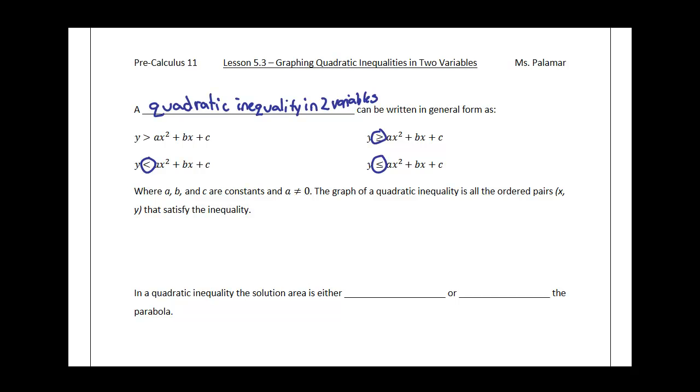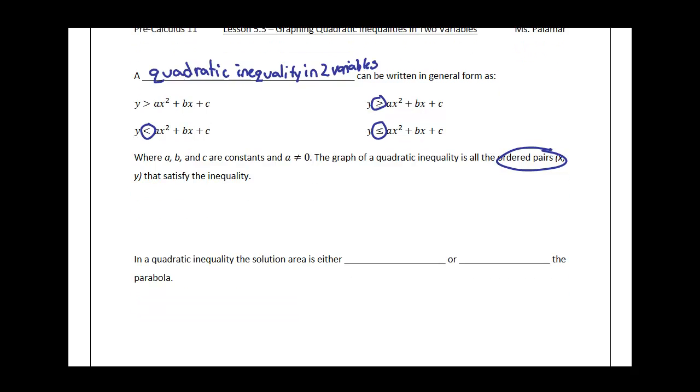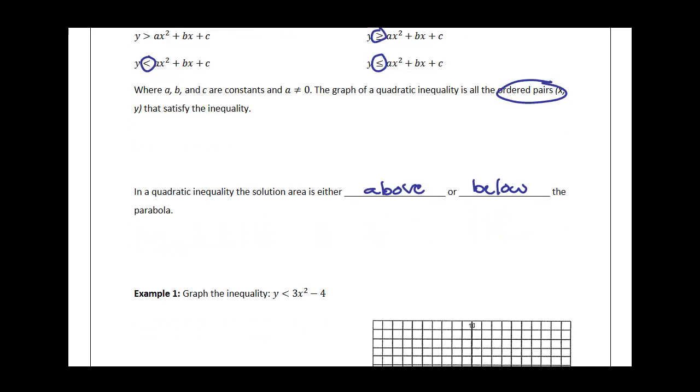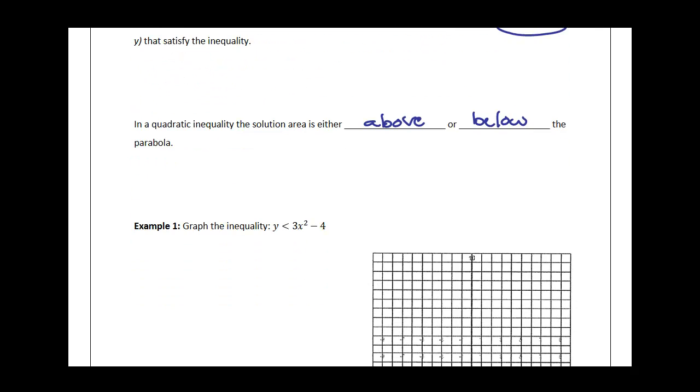The graph of a quadratic inequality is all the ordered pairs x, y that satisfy the inequality. Since we're in two variables now, we have ordered pairs x and y. A note here that we need to be aware of: in a quadratic inequality, the solution is either above or below the parabola. It's similar to the last lesson, where we need to graph our inequality and then test a point to determine whether we shade above the parabola or below the parabola. So let's do an example to see what we're talking about here.